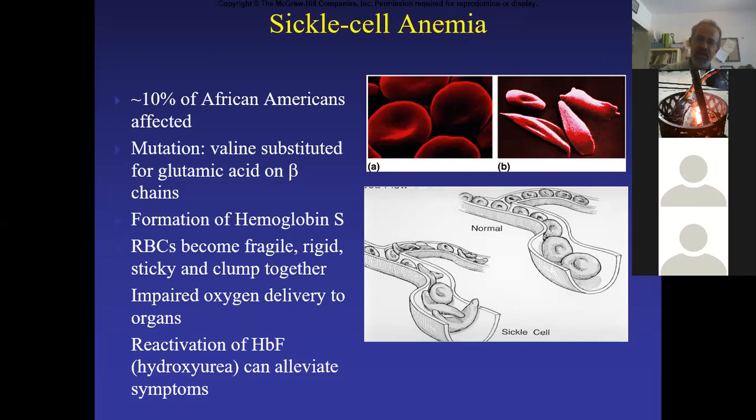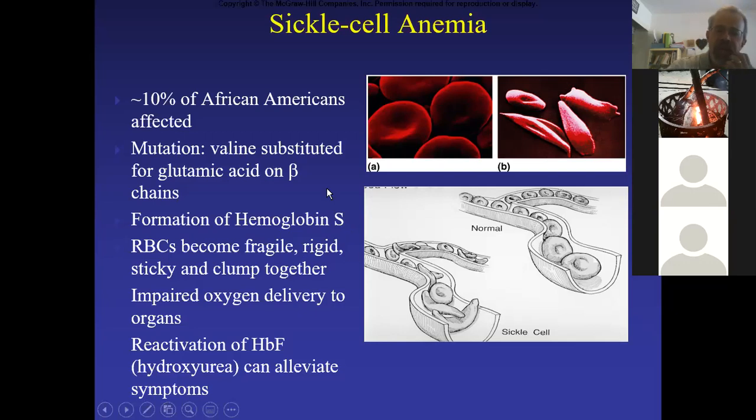This is a genetic condition that affects 10% of African Americans. It's caused by a single mutation involving the amino acid valine, which is substituted for glutamic acid on the beta chains of hemoglobin. Remember, hemoglobin consists of 2 alpha and 2 beta chains. So on the beta chain, there's a switch in the amino acid. This completely interferes with the folding, the structure, and the function of hemoglobin. It's now called hemoglobin S for sickle cell.